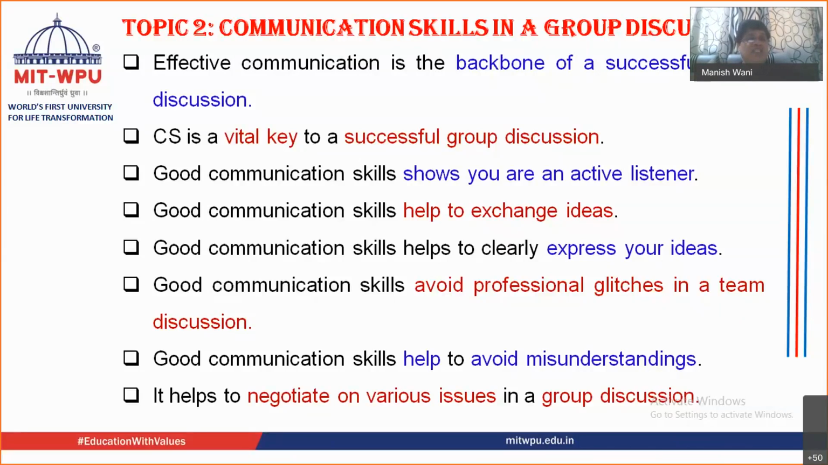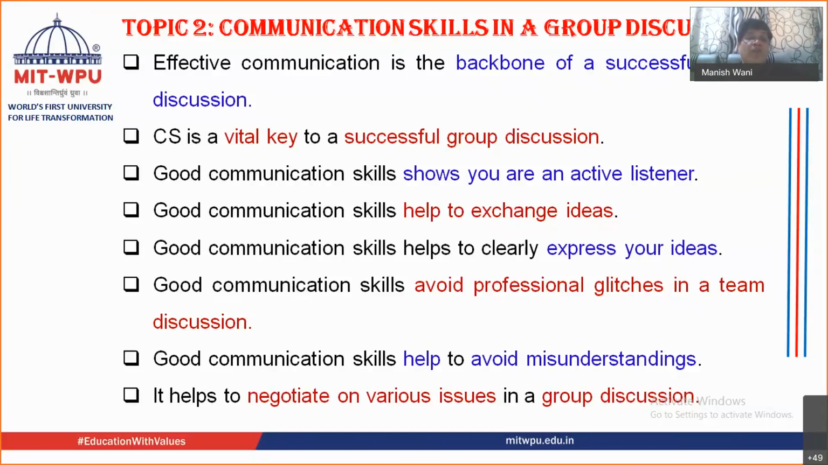So what are the things that come out when you have a very good communication skill in a group discussion? A person with a good communication skill shows that you are an active listener. So the evaluator understands that the person is a good listener. The evaluator sees that you are able to exchange your ideas, to tell your ideas in a proper fashion so that the other person understands them, if you have a good communication skill.